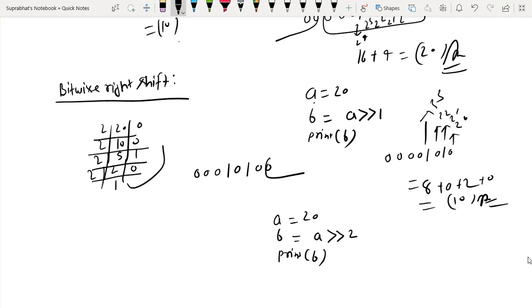So understand the mechanism. If you are using left shift, it works as a multiply operator, and if you are using right shift, it works as a divide operator. We have 20; when we shifted 1 bit, the answer is 10. Again we shifted 2 bits, the answer is 5. So each time it works as a divide operator, and in left shift it works as a multiply operator.